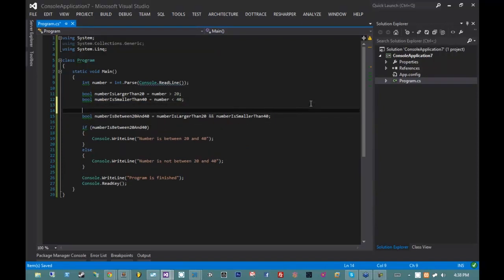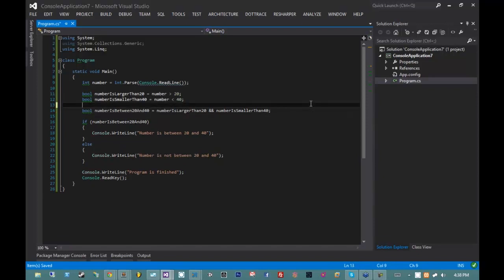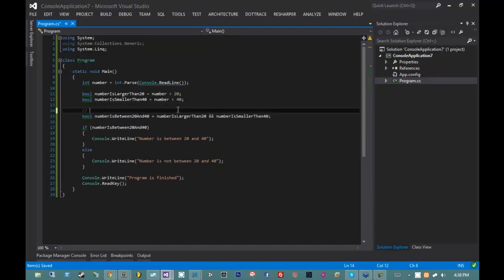This expression right here is basically the longhand form of this expression right here. So it's technically 3 expressions. We have our larger than 20 expression, our smaller than 40 expression, and our combination of the two using a logical AND.